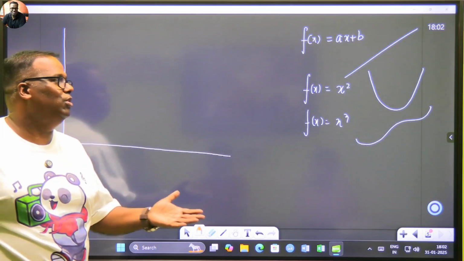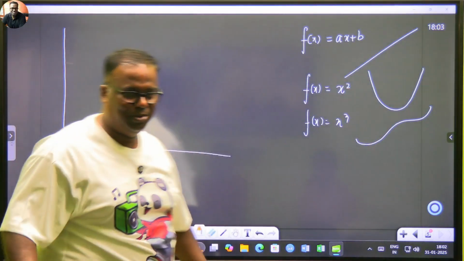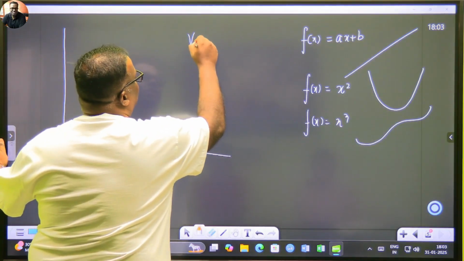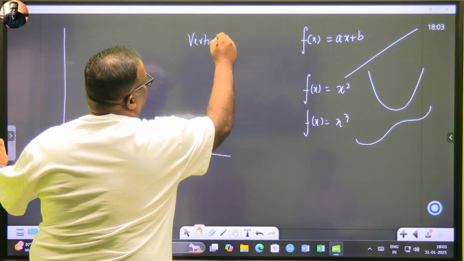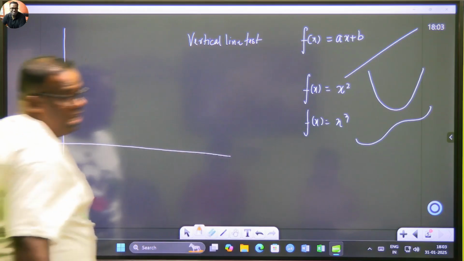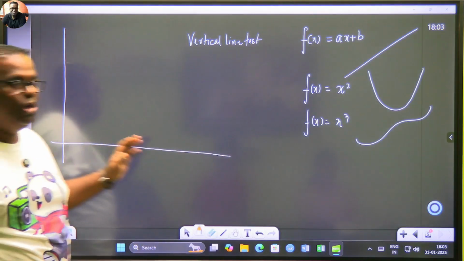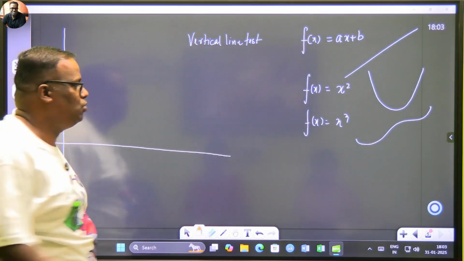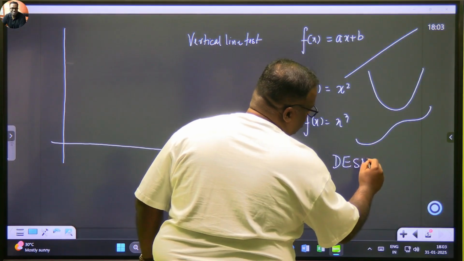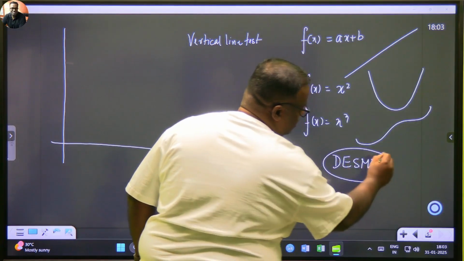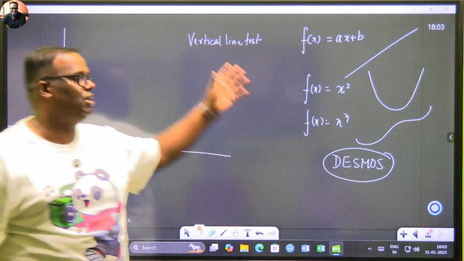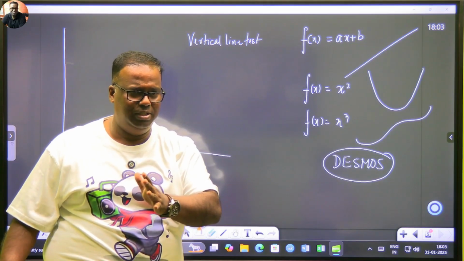How do we know graphically whether these are functions or not? Very simple test. The test we do is called the vertical line test. Any function is given to you, open the calculator. You should also understand a graphing tool. On the internet, you'll get a graphing tool called Desmos, and nothing is better than this. Desmos is a lovely graphing tool. You can enter your expression and it will immediately plot the graph.